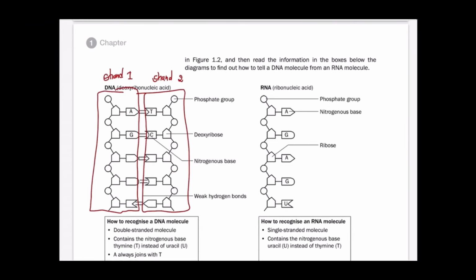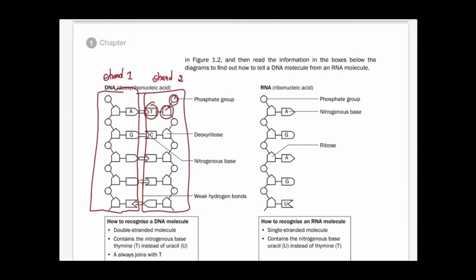So as you can see, what we have already talked about, this will be your phosphate group, a sugar, as well as a nitrogenous base. So in DNA, because it has two strands, there's pairing between two nitrogenous bases.